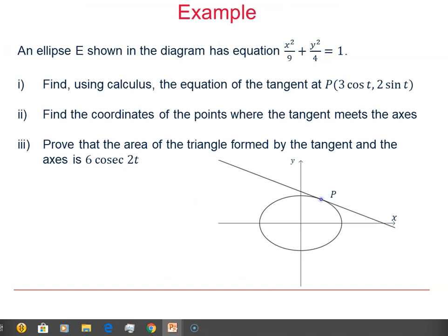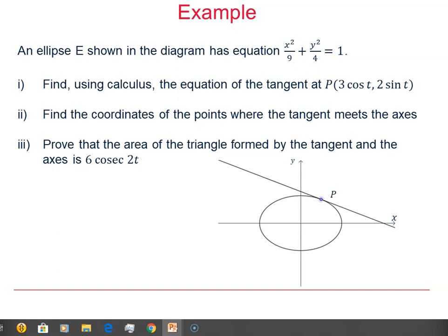So here's a question, then, that is similar to an A-level style question. It says we have an ellipse, shown on the diagram, with equation x squared over 9 plus y squared over 4 equals 1, and we're asked to find the equation of the tangent at the point (3 cos t, 2 sin t). So that is at a cos t and b sin t, in other words, a general point.